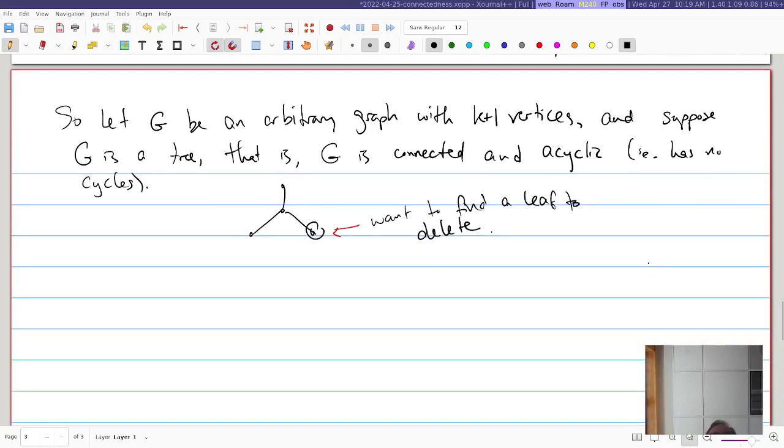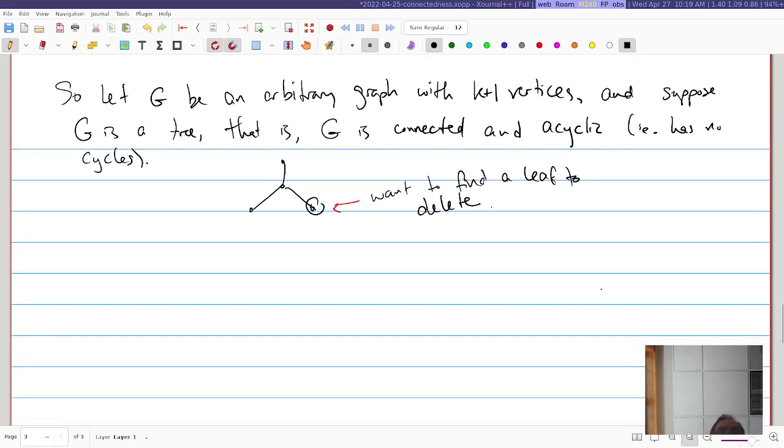Okay, and so I claim G has at least one leaf. If we draw a bunch of trees, it's like, okay, yeah, it looks like they always have leaves, but how do we know that for sure? How do we know we can always find a leaf? It turns out, in fact, every tree has to have at least 2 leaves, but we don't need that fact. 1 is enough.